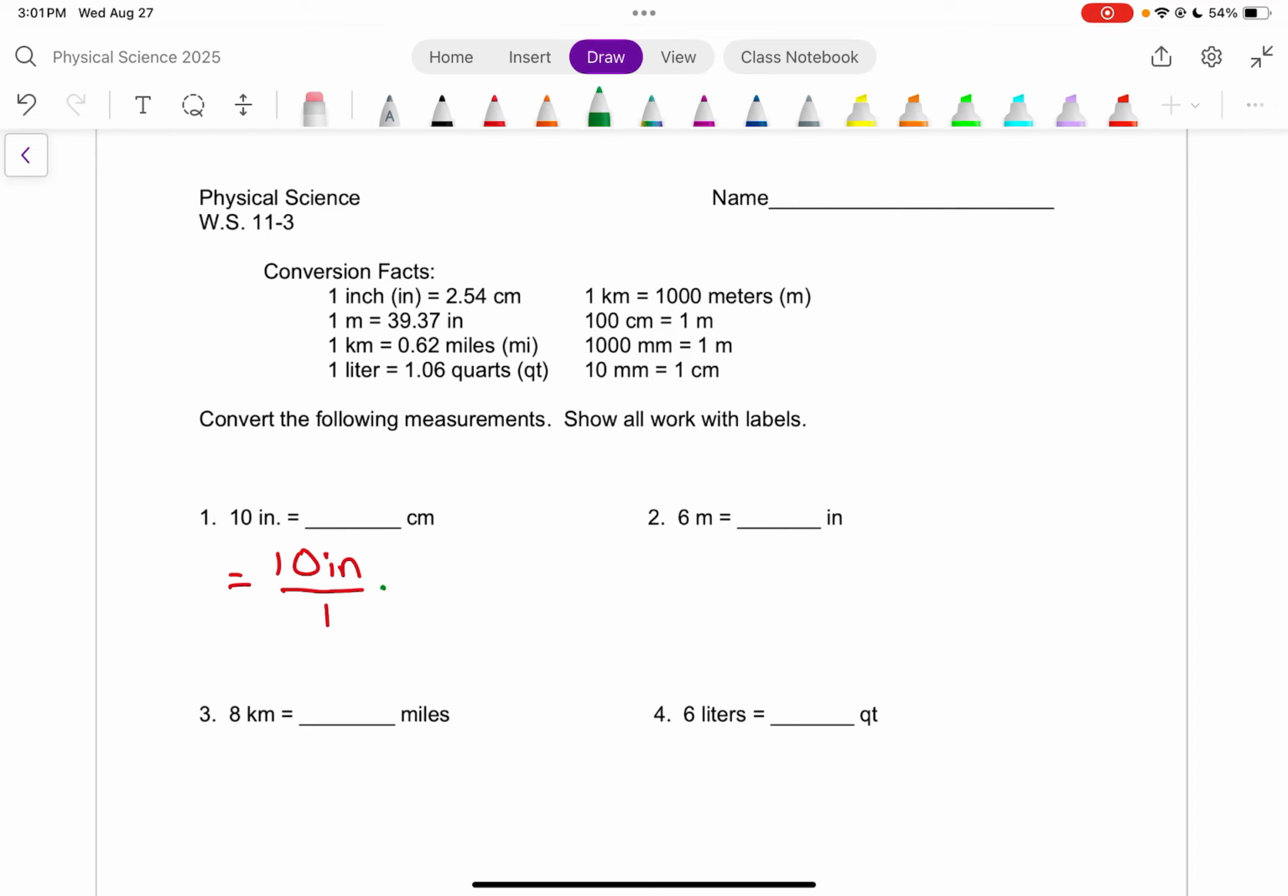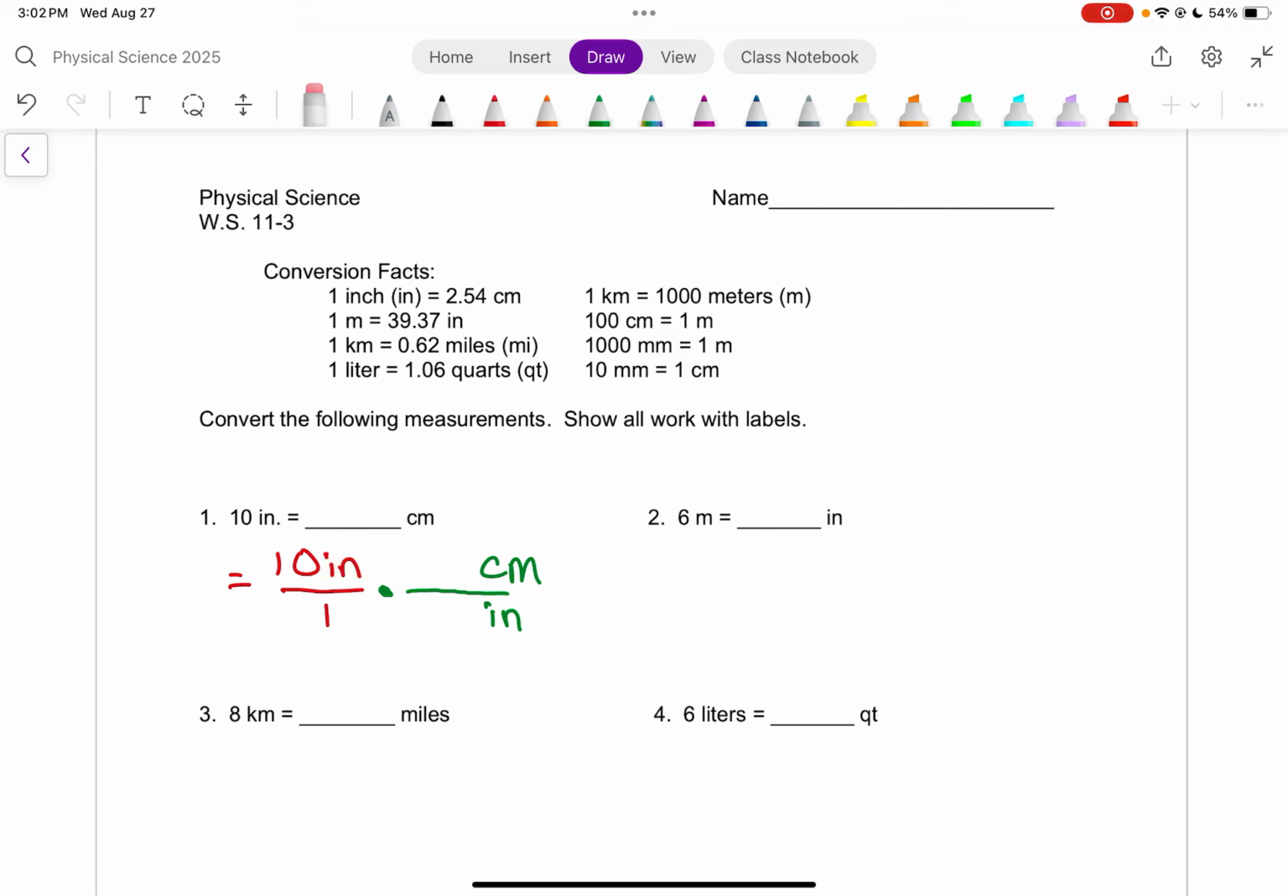Second step, I'm going to create a new fraction. We're going to multiply 2 fractions, and I want my labels to cancel out. Currently I've got inches, and I want to get rid of inches, so I'm going to put that in the bottom of my fraction. And we're converting into centimeters, so that should be on the top. My centimeters will go on top. There's step 2.